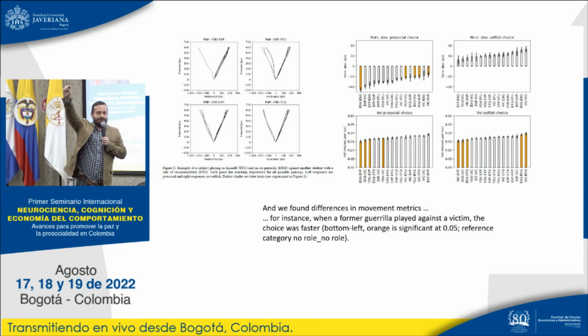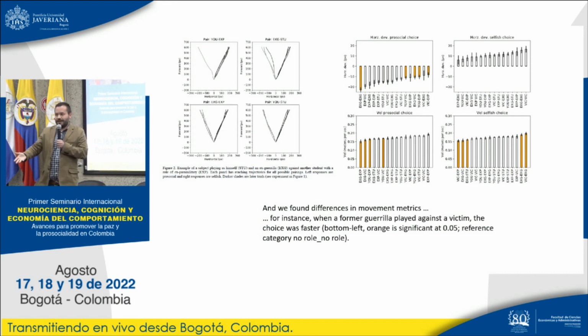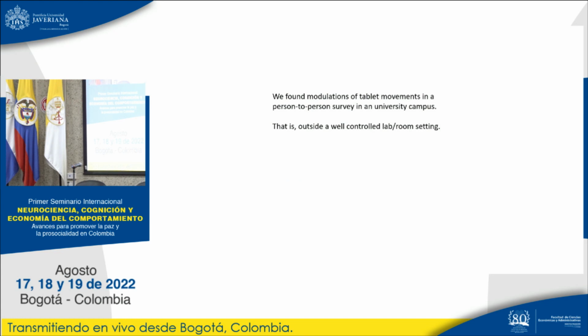But imagine I give you 100. Do you want to give this money? Do you want to transfer to someone out there in the street? How much do you want to transfer? And we change the other people. The other person doesn't have any characteristic. The other person is a migrant. The other person is a former combatant. The other person is an internally displaced person or a victim of internal displacement.